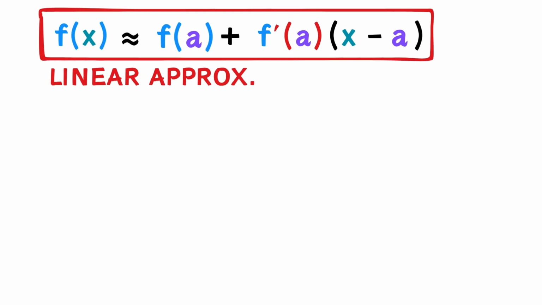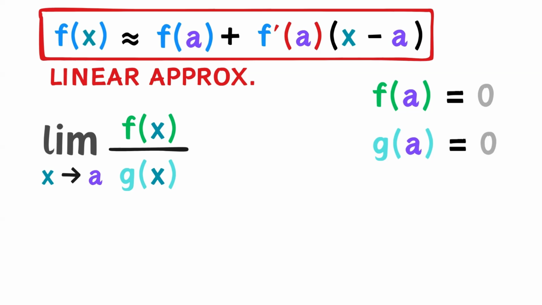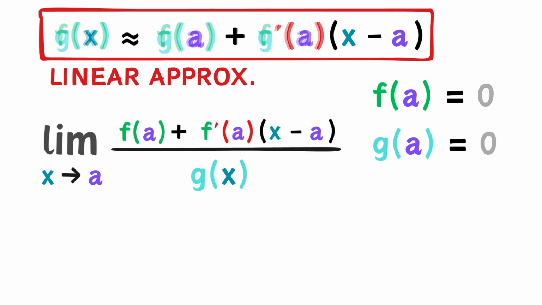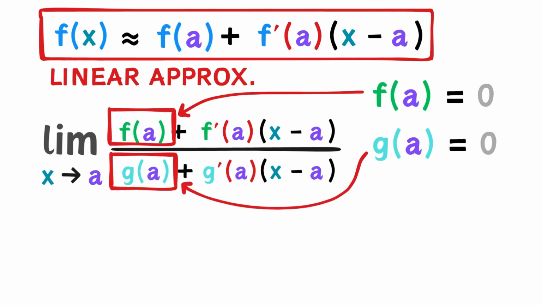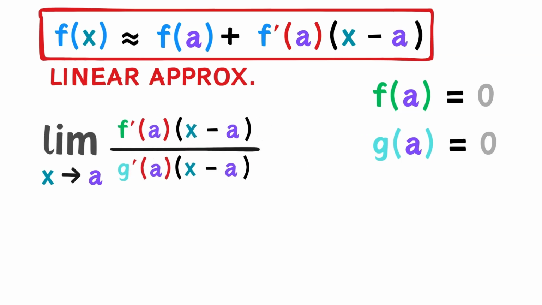Now, here's where all the magic happens. Let's say we're taking a limit of f of x over g of x as x approaches a. Now, f of a and g of a are both 0, so if we directly substitute, we get an indeterminate form, 0 over 0. Okay, but we also have our linear approximation. So, in these problems where f of a equals 0 and g of a equals 0, this approximation simplifies to this. So, what would f of x over g of x become?